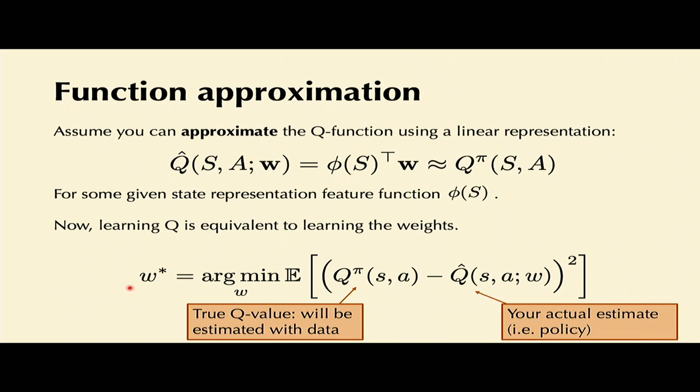And the goal now, instead of directly estimating a Q of S and A entry, is going to be to estimate the weights of this neural network that is supposed to approximate your policy. So you want to do this least squares minimization, where you try to minimize the error between the true value of your policy, which you're going to need to use data to sample trajectories for, as we just saw, and the current estimate that you maintain by estimating these weights.